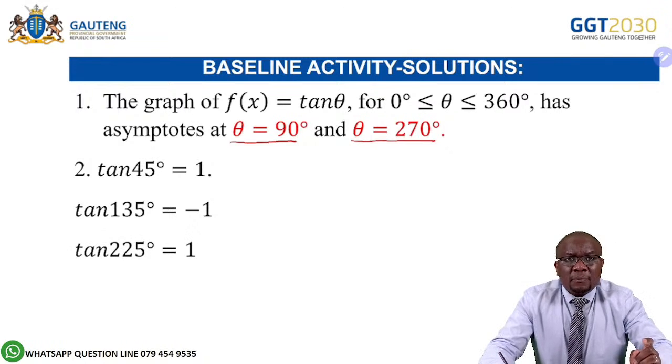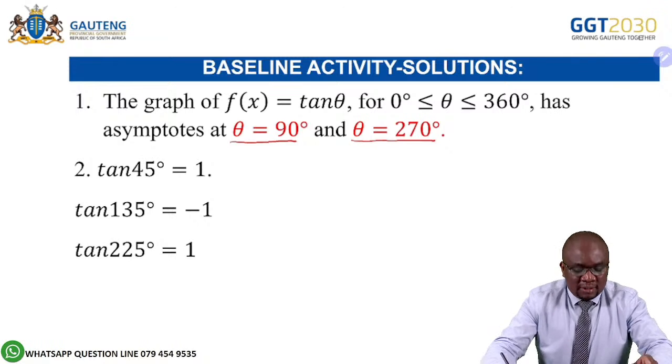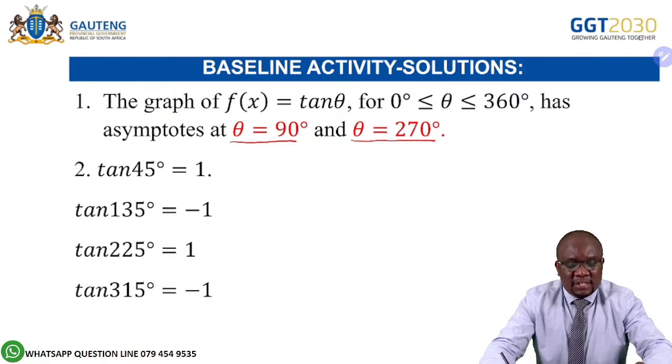Tan 225 is 1. And then tan 315 degrees is -1. Please write it down. Before we move on, let me give you 1 minute to make sure that you write these key points, the asymptotes and our critical points. Let's write these notes down. 1 minute.